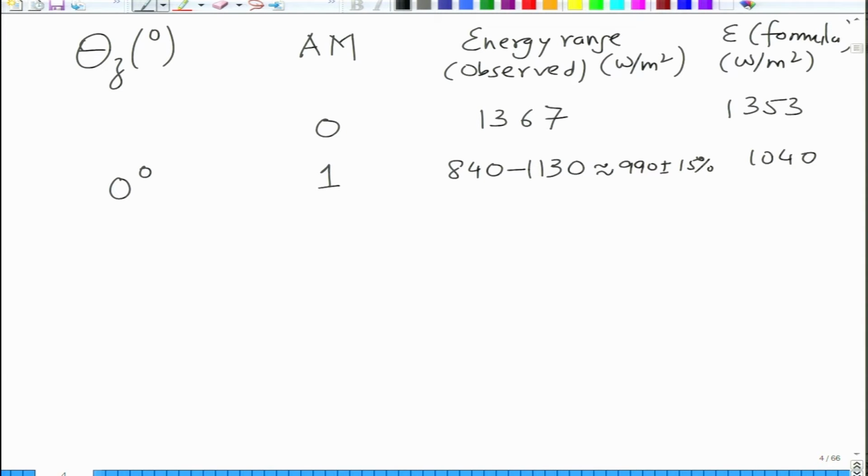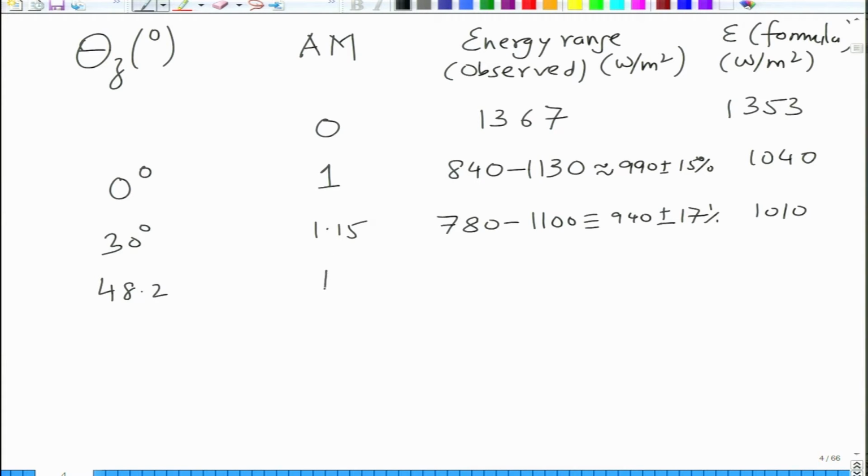And if you look at a value of, for example, let's say 30 degree, it gives you about 1.15 AM value, and this gives you a range of 780 to 1100, which is equivalent to 940 plus minus 17%, and the value that you calculate from formula is about 1010 watt per meter square. If you look at AM 1.5, which is 48.2 degree, we have a variation of 870 plus minus 21%.